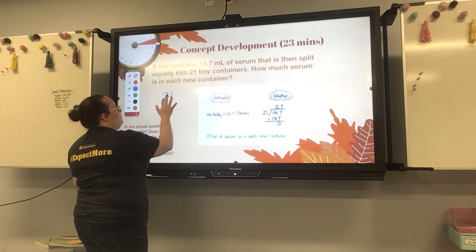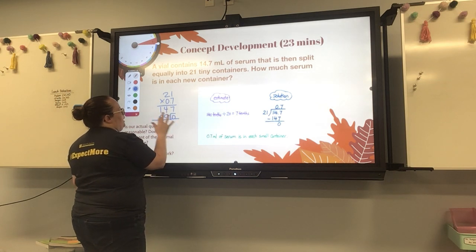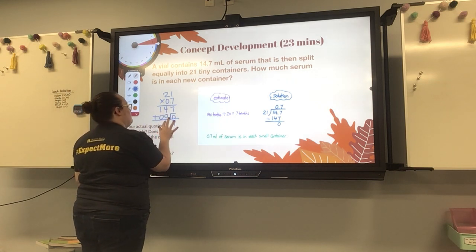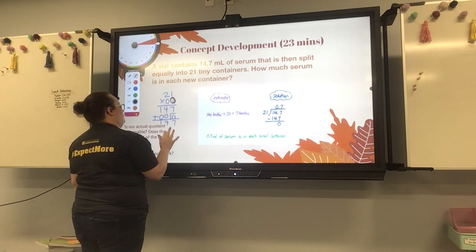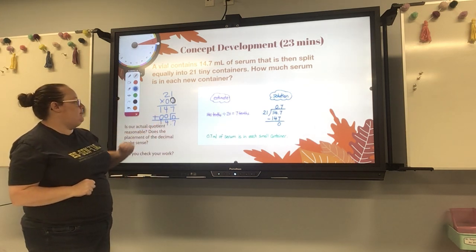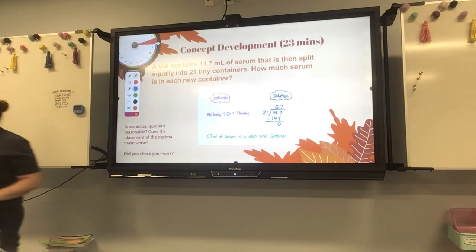You could do 21 times 0.7. 1 times 7 is 7. 7 times 2 is 14. Placeholder 0. 0 times 1 is 0. 0 times 2 is 0. Add it together. 7 plus 0 is 7. 4 plus 0 is 4. 1 plus 0 is 1. I have one number behind the decimal. So I want one number behind my decimal. And my answer matches my dividend. So I know that I got it correct.